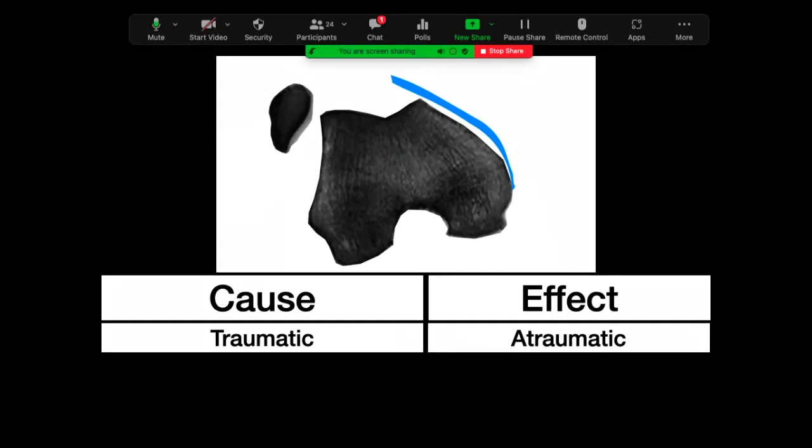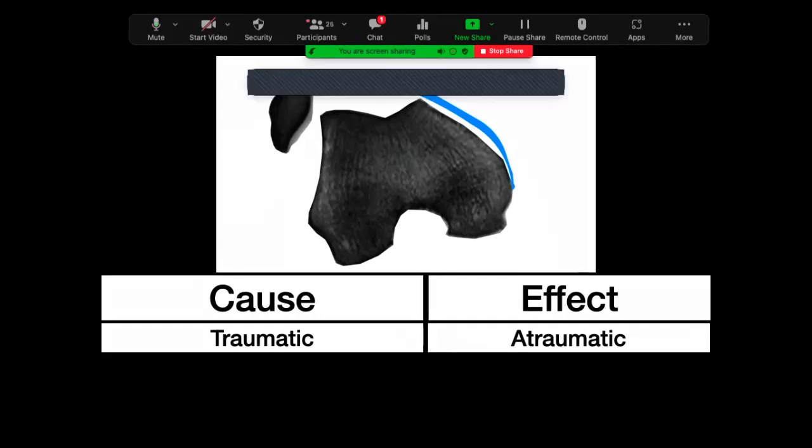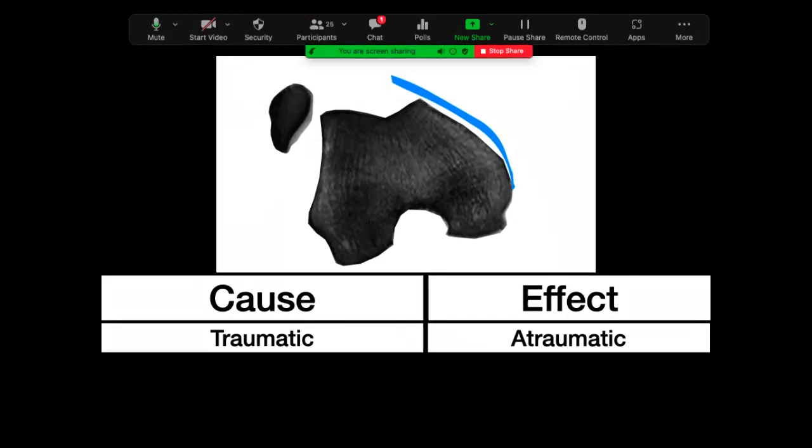But you have to understand, we all have to understand that MPFL tear may be a cause of patellar dislocation or recurrent patellar dislocation, or it can be an effect of patellar dislocation. For example, if it is traumatic, then the patella dislocates and your MPFL is torn. But if it is atraumatic, suppose someone has a trochlear dysplasia, in that case also the patella dislocates. But in this case, MPFL is secondarily torn. It is not a cause. MPFL is not the cause, but this is the effect of dislocation.